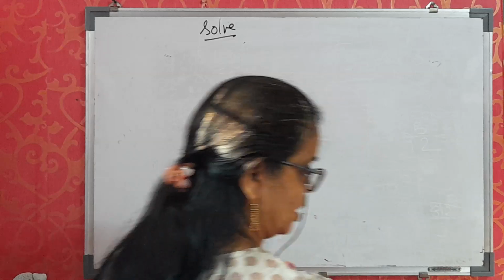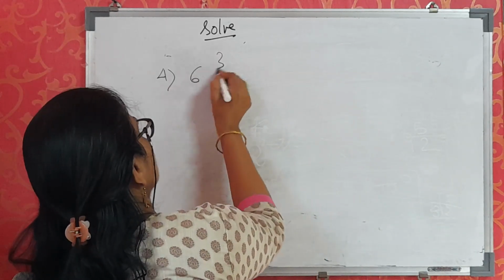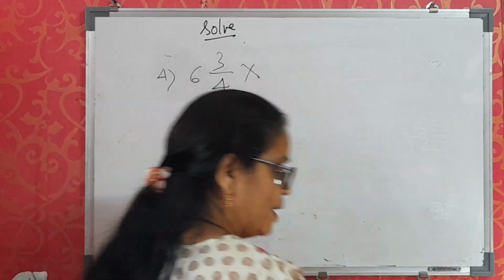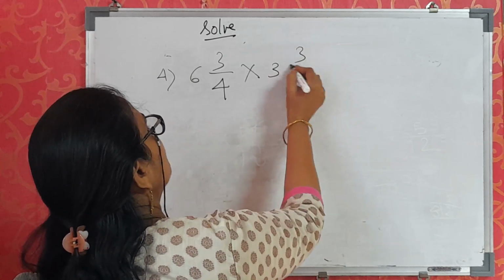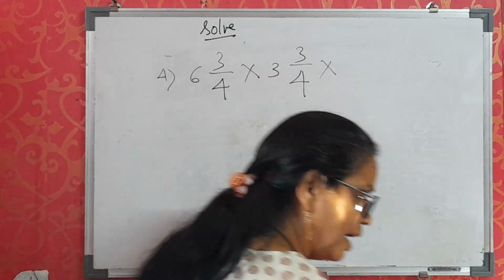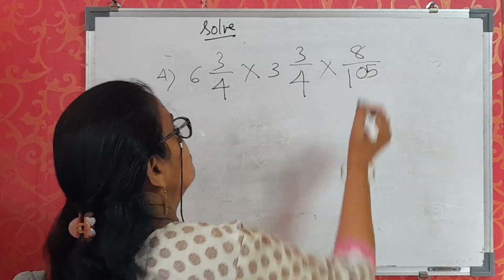Now next, suppose a number is like this, 6 integer 3 upon 4 multiplied by 3 integer 3 upon 4 multiplied by 8 upon 105.